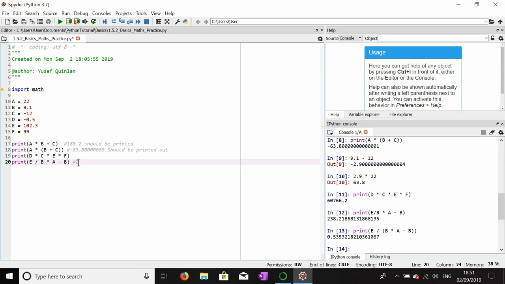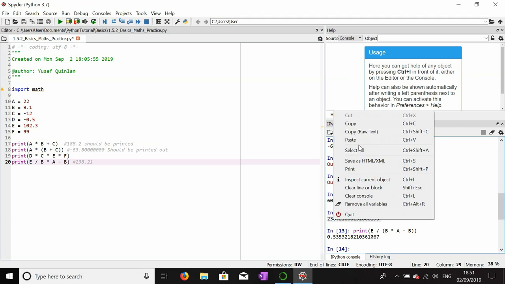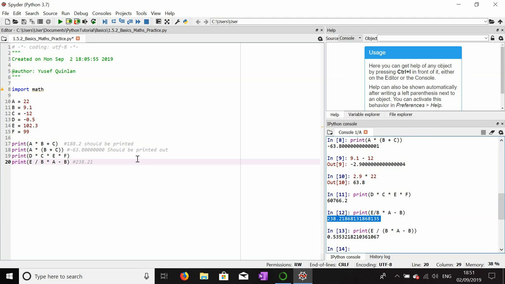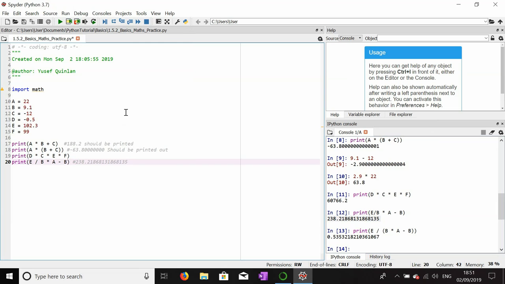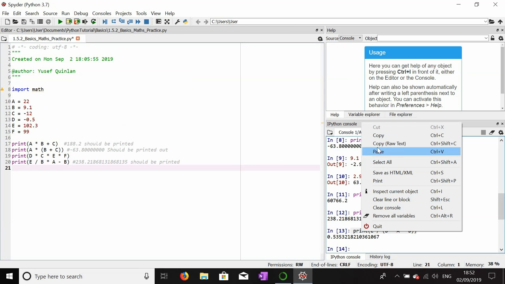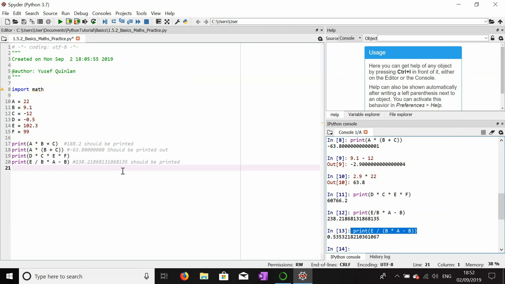So we'll put the number here, 283.21. I'm just going to copy and paste that. It may not come out as this, but it'll come out roughly about that, should be printed. And then the other version is printed differently.